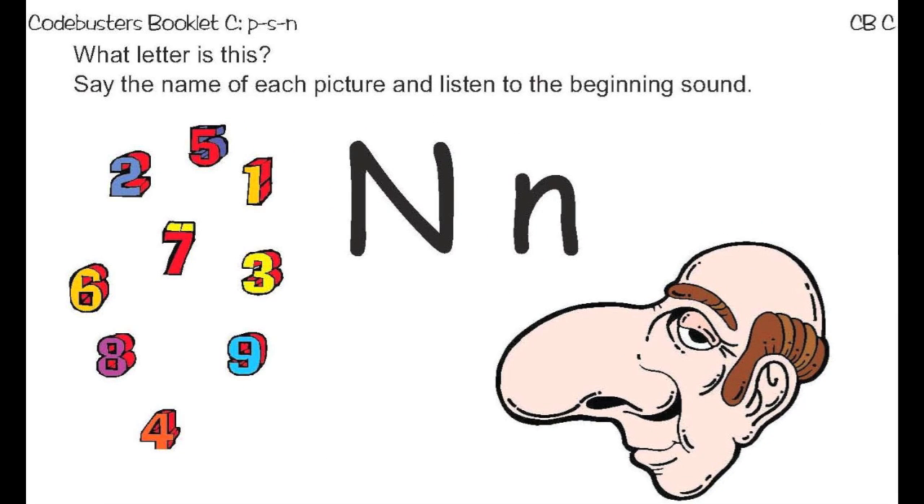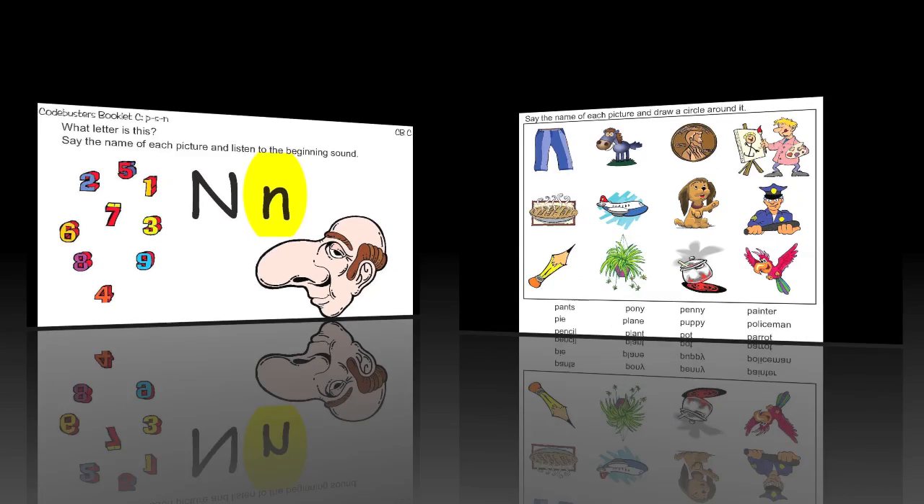Lastly, let's review the final letter name and sound. This letter's name is N. Can you say N? This letter's sound is N. Can you say N? The letter N makes the sound N. Again, remember to review upper and lowercase letters.